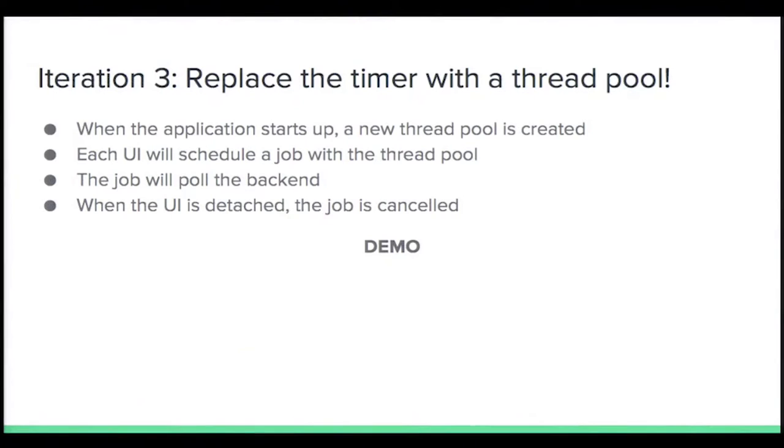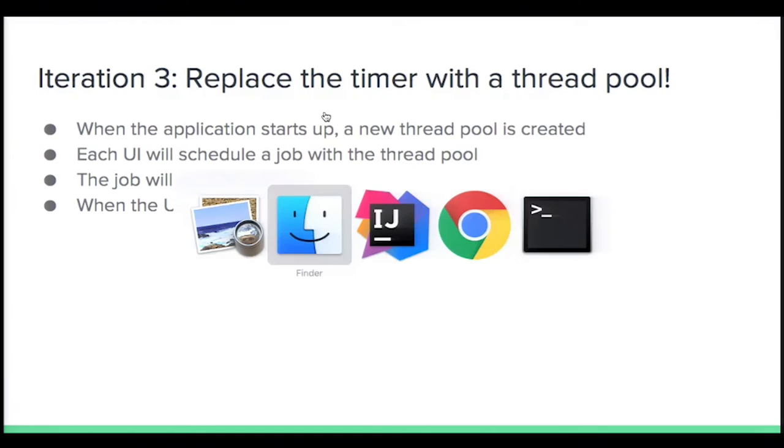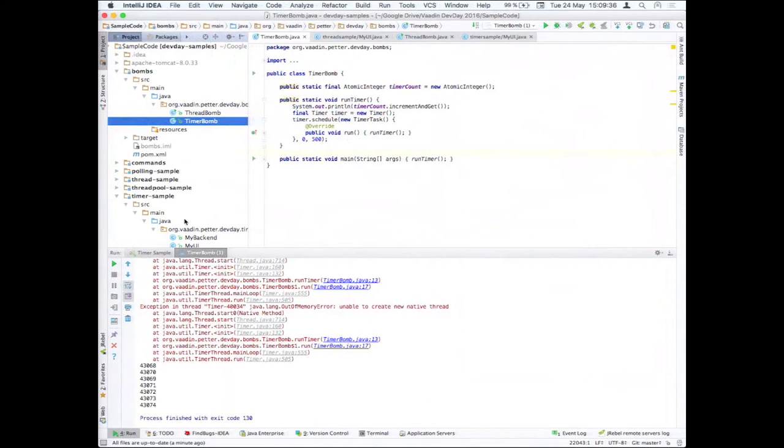All right. Third iteration. Let's try to use a thread pool instead. So when the application starts up, we're going to create a new thread pool. And each UI is going to schedule a job with this thread pool. And this job is then going to poll the backend. And when the UI is detached, we're going to cancel the job. So it's almost the same as the timer, but instead of using a timer, we're using a thread pool.